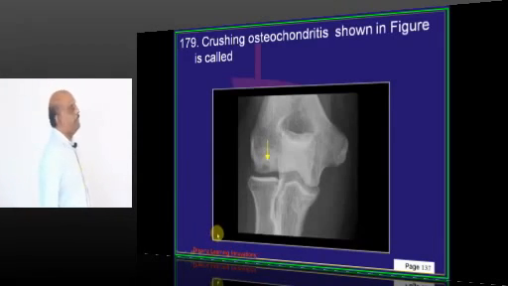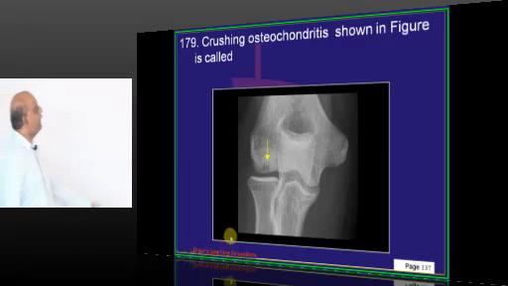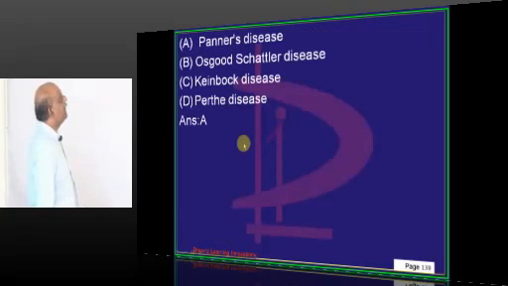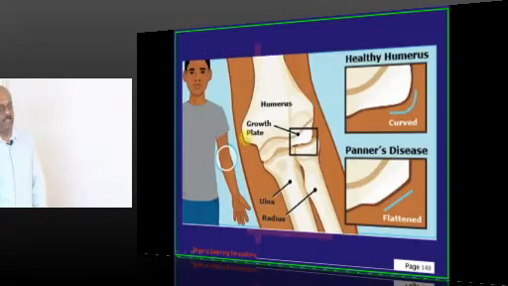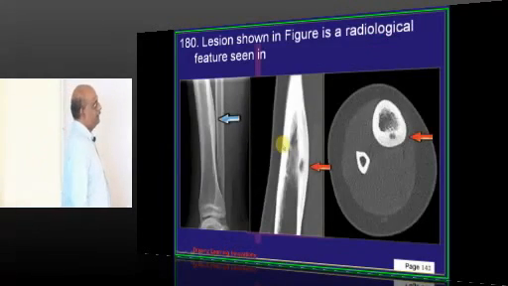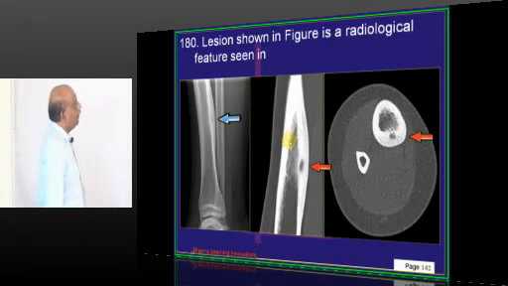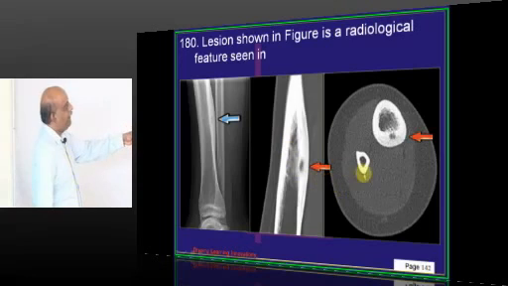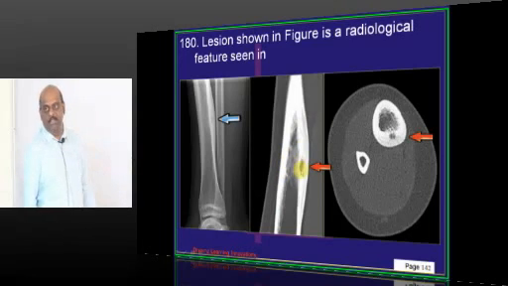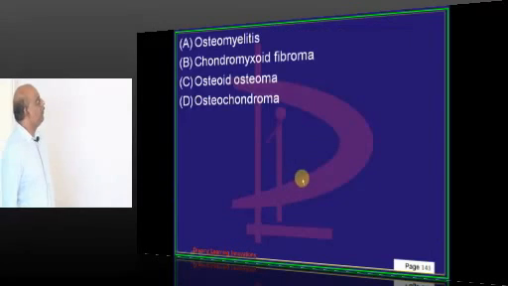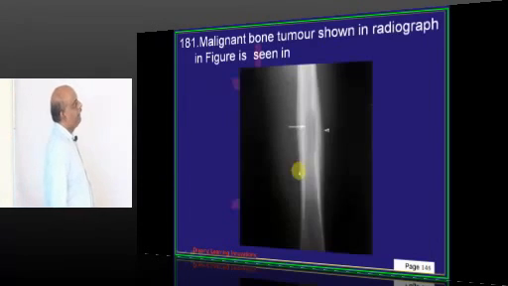Now there is a crushing osteochondritis in what is this area? Capitulum. What is that called? It is called Panner's disease, is what you need to appreciate. Now what is this lesion which is being shown here? So here you are finding the presence of a nidus. So presence of a nidus is a very important feature of osteoid osteoma, is what you need to basically remember.